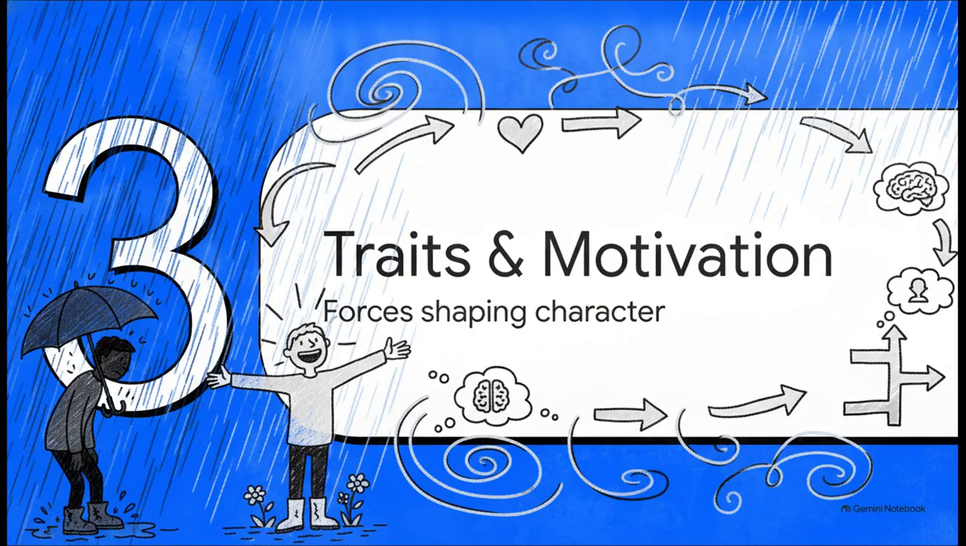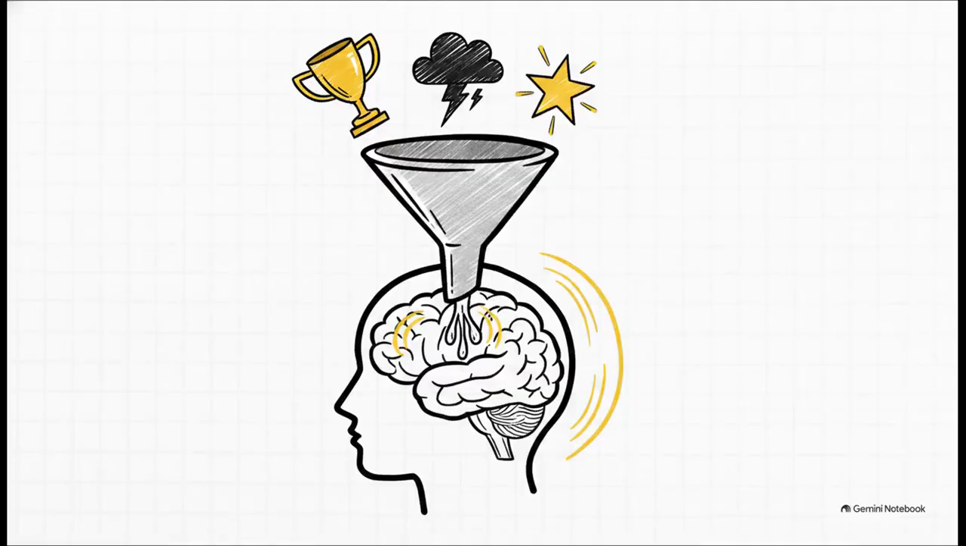Section 3. Traits and motivation, the forces that shape a character. Now let's move on to traits and motivation. Why? Because 2 characters can stand in the exact same rainstorm and experience completely different stories. One character sees ruined shoes and a miserable day, while the other sees the first rain after a long drought and just stops to smile. The scene hasn't changed at all, right?